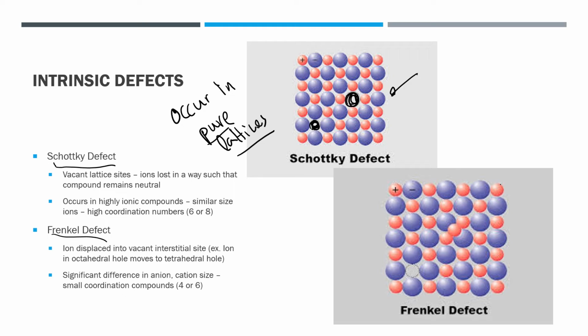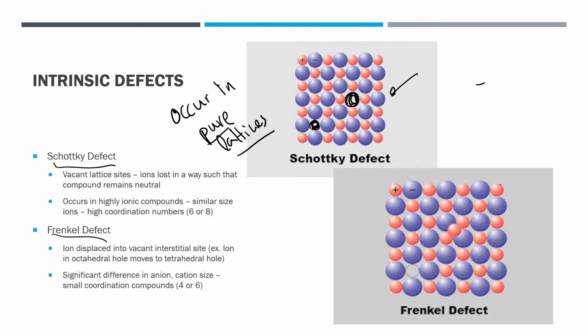But for example, say we had CaF2 and we had a Schottky defect. What would this mean? Say we removed 1 Ca2+, 2 fluorides would have to be removed to keep the compound net neutral, right? So we've got to worry about the stoichiometric ratio when we're looking at how many ions are removed due to this defect.